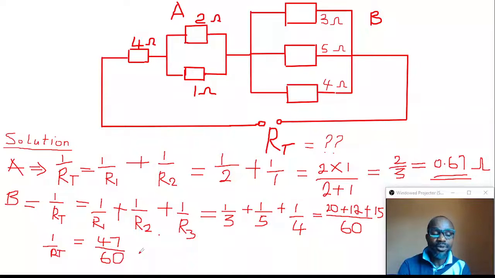What do we do? Because we need to make R total the subject, we multiply both sides by the inverse. We multiply both sides by what? Inverse. We come here again, inverse. This side, inverse. Good. So we are going to put inverse here. And then we come to this point, put inverse. Good.